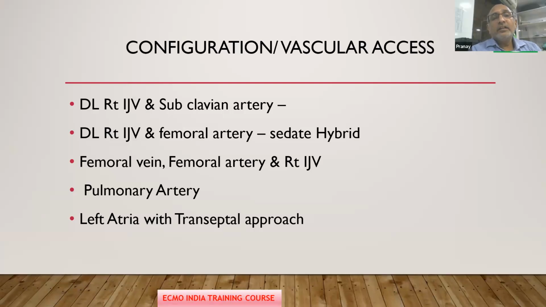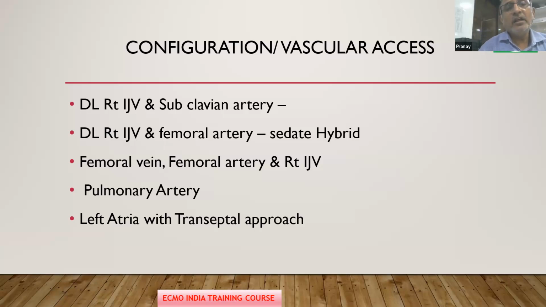Now, another thing is the configuration, how they are labeled. They are labeled depending on the configuration also. You might have a double lumen IJV and subclavian artery for a VVA ECMO, or you might have a double lumen IJV and femoral artery as a VVA ECMO. So that is another combination.